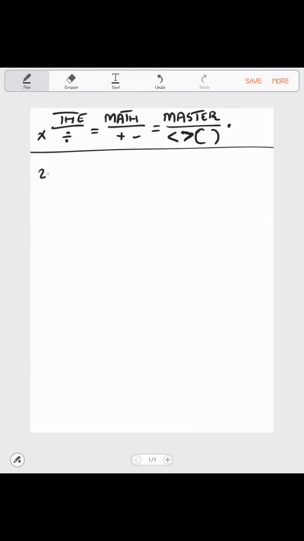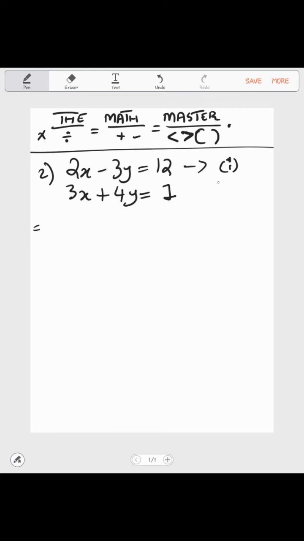Alright, question number 2. 2x minus 3y equals 12. 3x plus 4y equals 1. Alright, so we've got the same equations, but we have to deal with fractions over here, so we can easily do that, which is we can feature the easy equation, to do the making subject thingy.